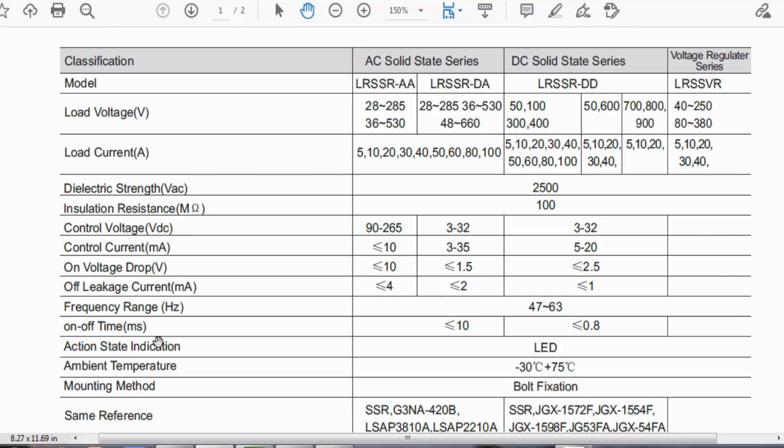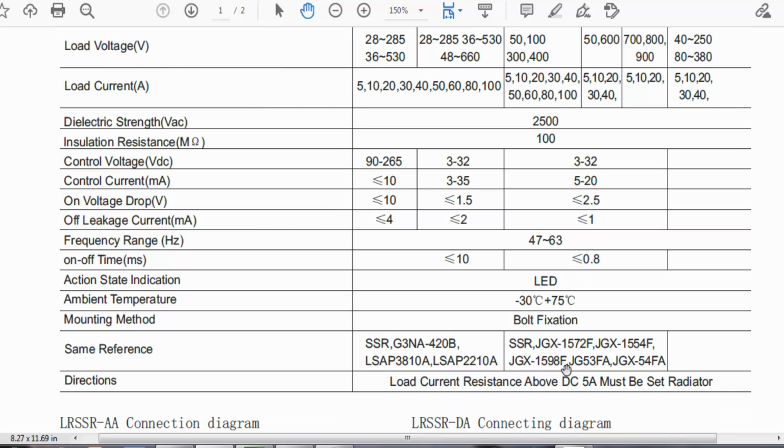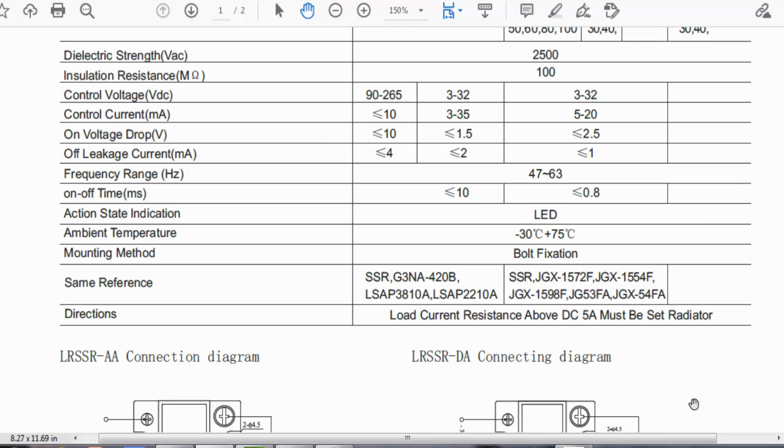It has on and off time in milliseconds, 0.8 milliseconds. Very short time to turn on and turn off. And its number is our required number, JGX-1572F, that is here. It has different models, different numbers according to the load voltage and load current. Directions: for load current above DC 5 ampere, a radiator must be set. If we use load current above 5 ampere, then a heat sink must be used.